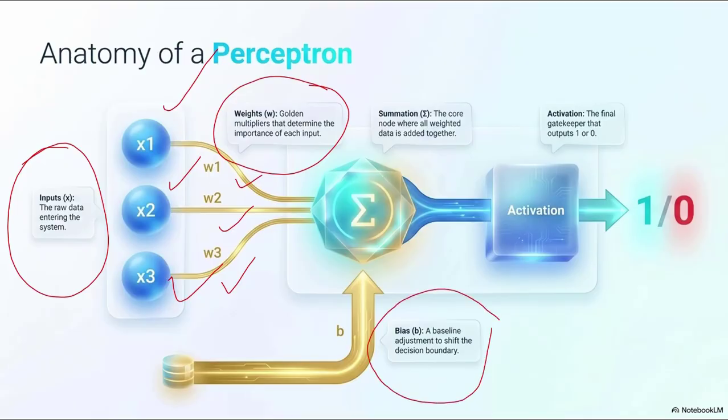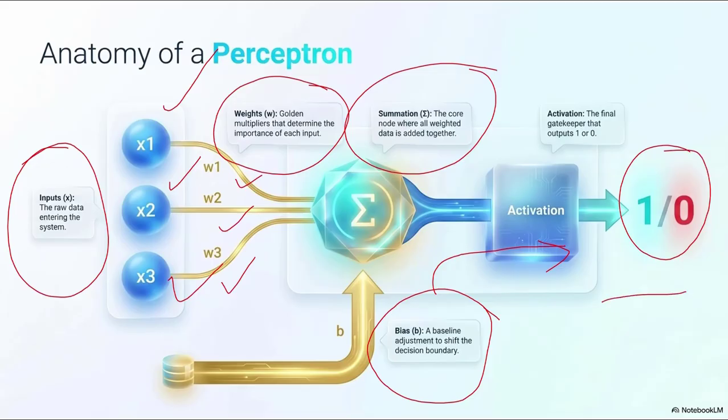Then we have a bias, that is a baseline adjustment to shift the decision boundary, that is added to the summation. Then we have the summation, the core node where all weighted data is added together. After that it is passed through an activation function. It is like a final gatekeeper that gives you output as 1 or 0. We will see how we find out whether it is 1 or 0 in our coming slides.